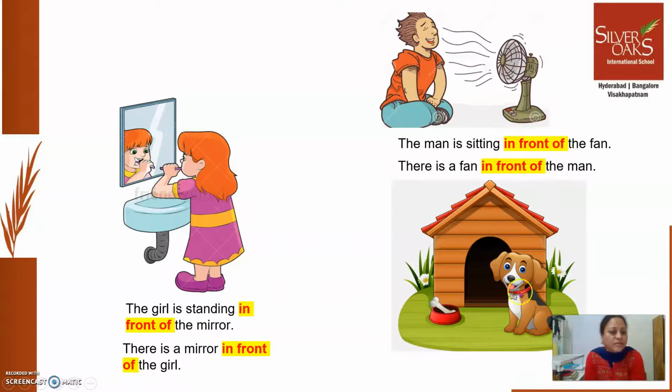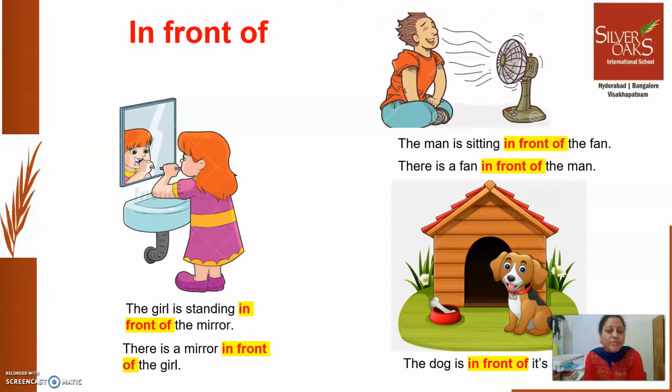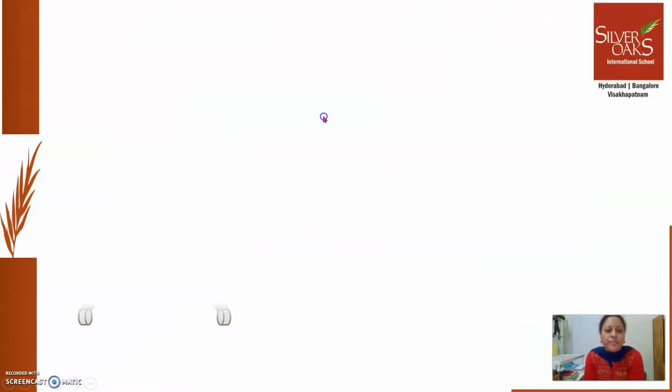Where is the dog? This is the dog's house. It is a kennel. So this dog is sitting in front of its kennel, to the front side of its house. So we can say the dog is sitting in front of its house. The preposition that we used to describe the position of different nouns is in front of.